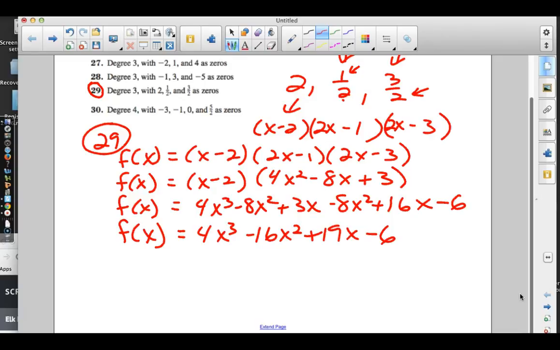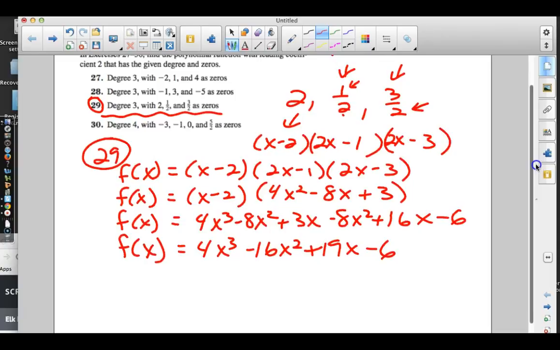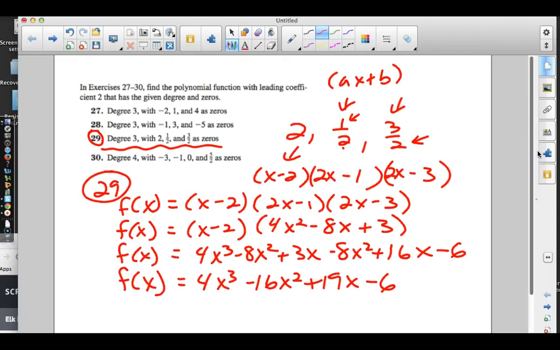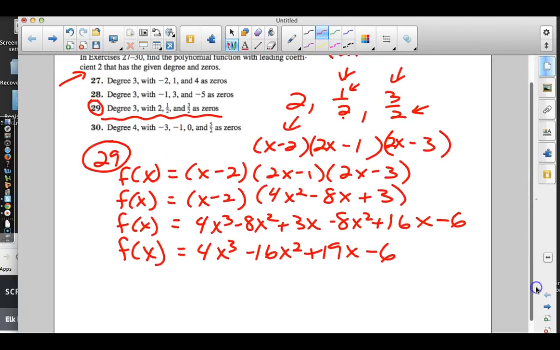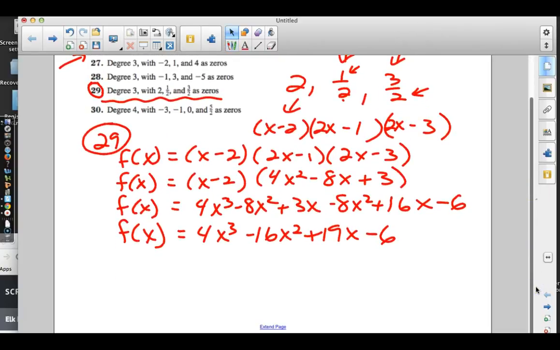And we take a look at this, and the problem is, it said degree 3 with 2, 1/2, and 3 halves as zeros. And back up here in the instructions, it said it had to have a leading coefficient of 2. So notice I didn't even check on that until right now. And that's because this is the polynomial that would represent this function.